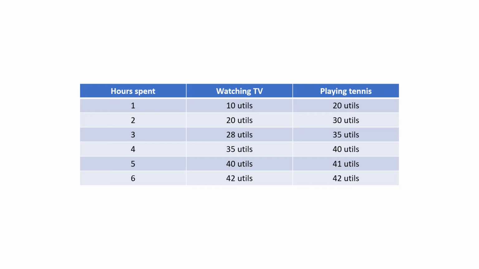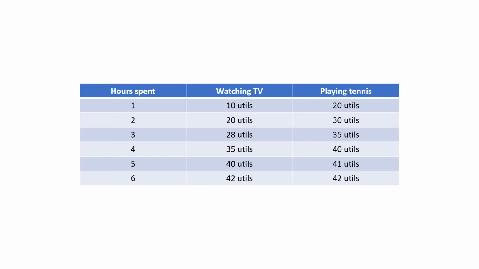Other interesting things to look out for here is what economists call the law of diminishing marginal utility. If you look at the table, you'll see that as you spend more time doing something, your total utility rises, but at a declining rate. And economists call that diminishing marginal utility. We'll talk about that more another time.